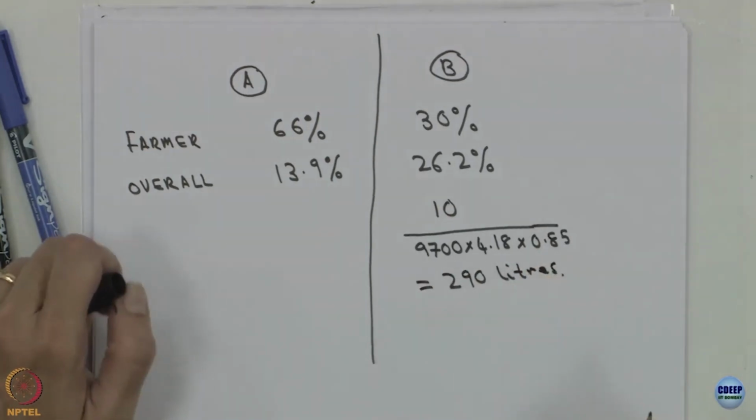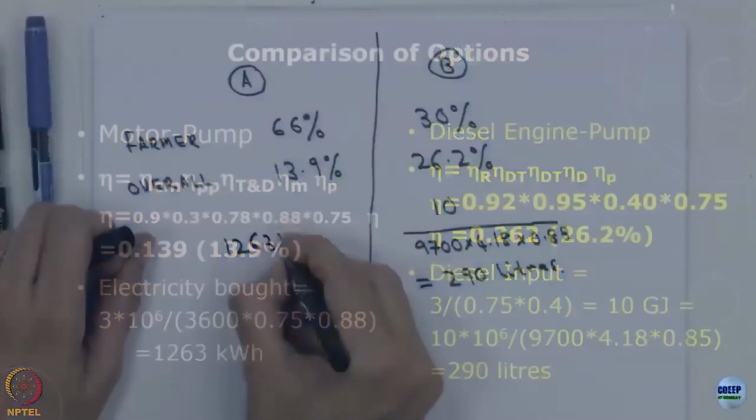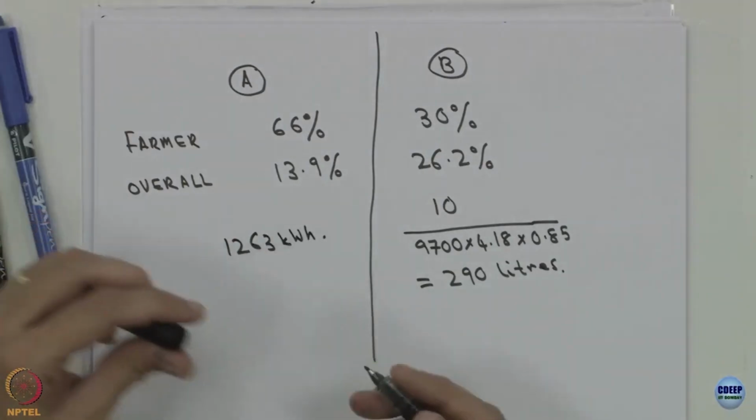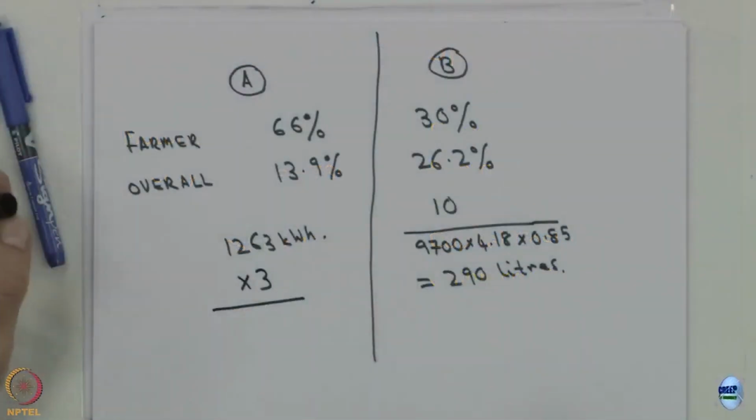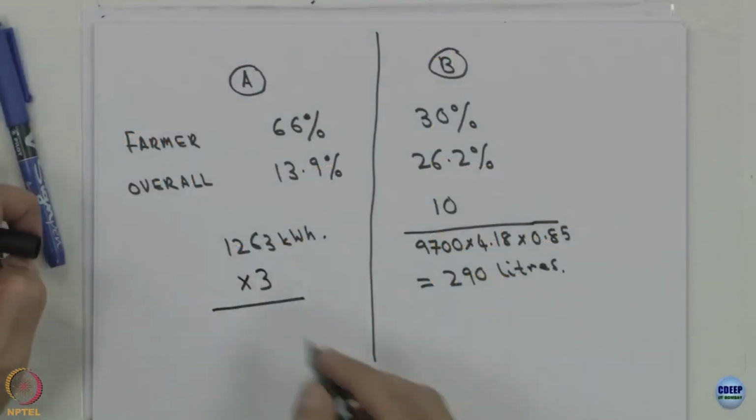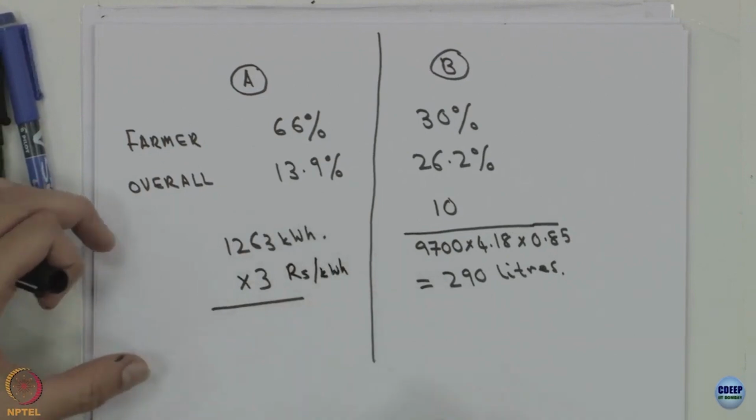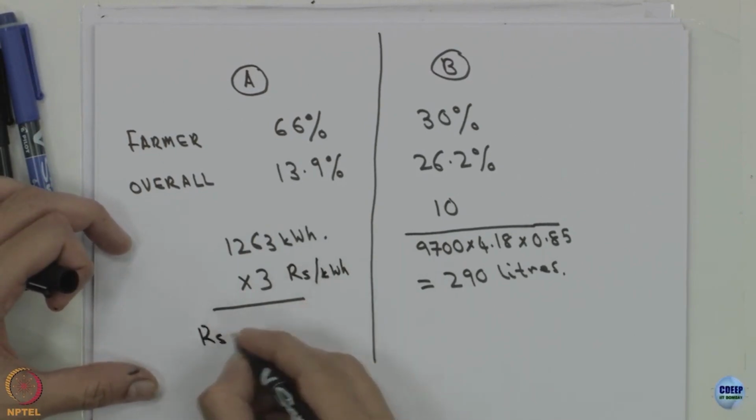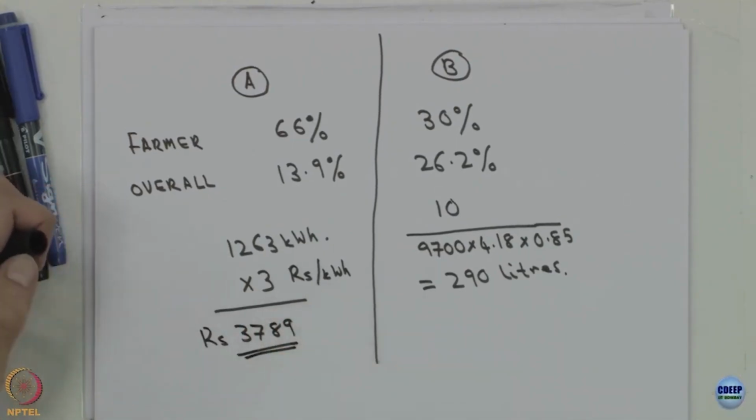Now we can calculate, here we are buying 1263 kilowatt hour. From the farmer point of view, what is the difference in the operating cost? Of course, earlier we used to have subsidized electricity, and now let's say we are paying 3 rupees per kilowatt hour, then this will come to about 3789 is the annual cost of operation.